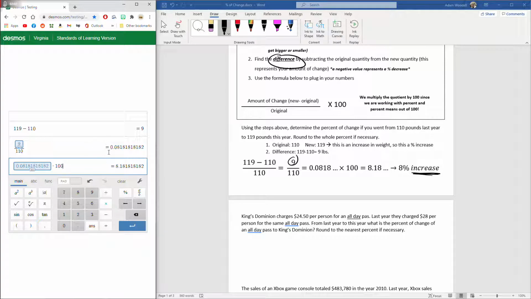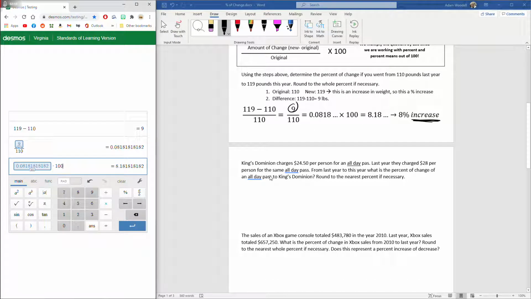So to change my decimal to a percent, I'm going to move 2 decimal places over, or I just multiply by 100. And I get my final answer of about 8, right? You could write 8.2, 8.18. It's about 8, right? So we're just going to go through some of these questions together.